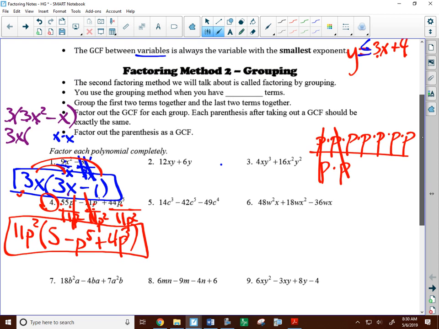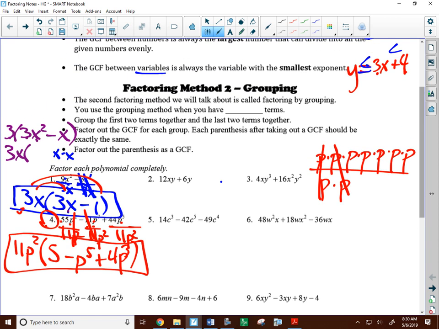Okay. I think I'd like to do a grouping one now. So let's go back up and talk about this method. Next one we'll talk about is factoring by grouping. Now, there are exceptions to this for more advanced problems, but for our purposes, you use this when there are 4 terms. Now, you still look for a GCF first.